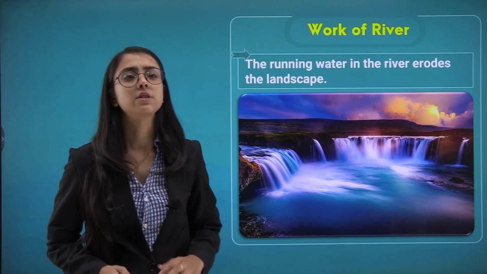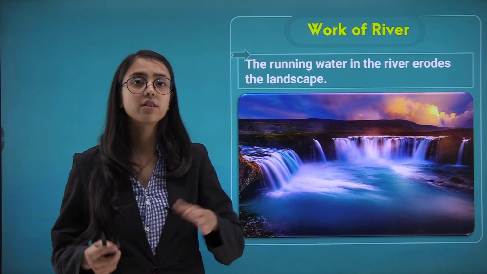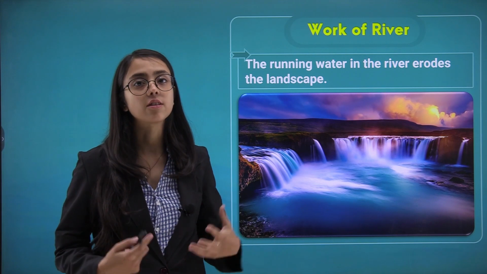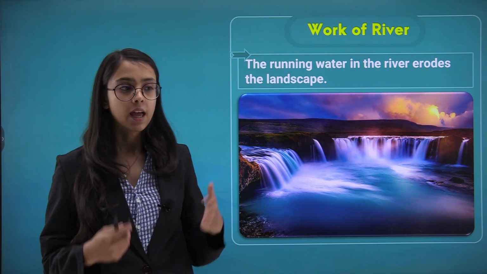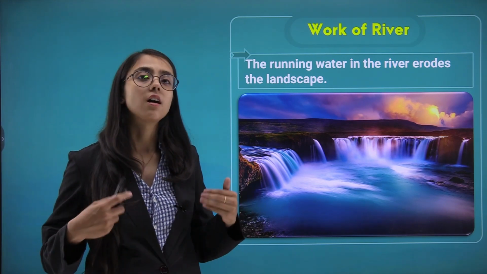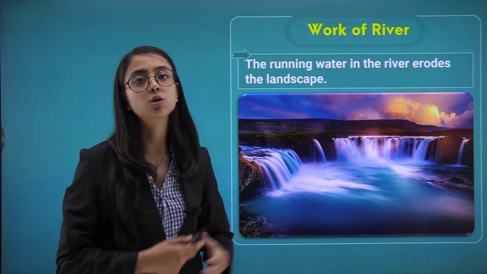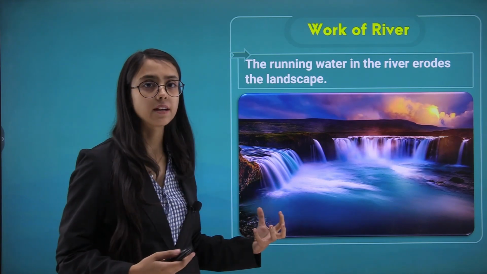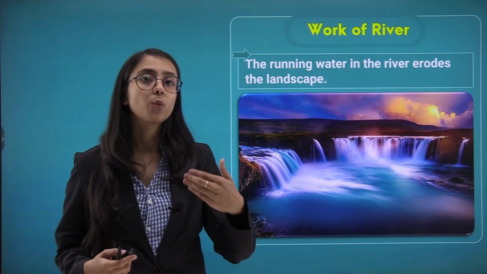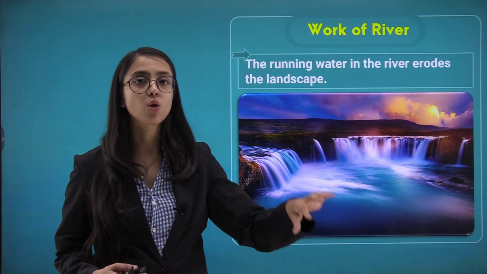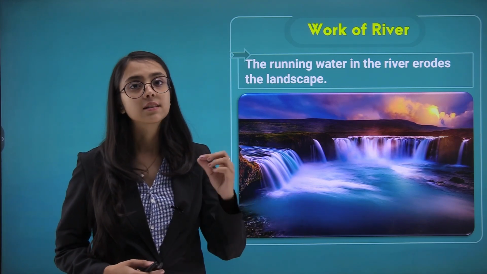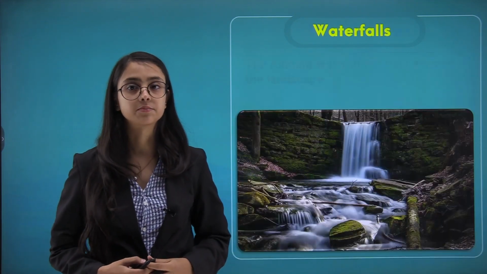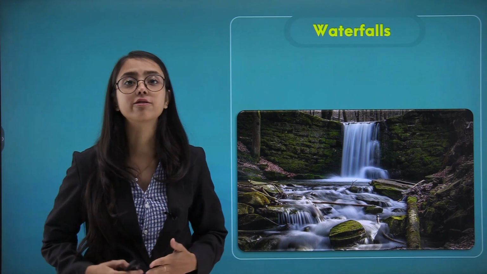So, what happens when you see a river? What do you observe? A river is always flowing, the water is moving. This running water in the river erodes the landscape. For example, if you see a river flowing through a city, do you observe that beside the river bed it is always wet, and the soil along with the river bed is also flowing with the running water? This is the process of erosion, and this is how erosion is caused by the work of a river.